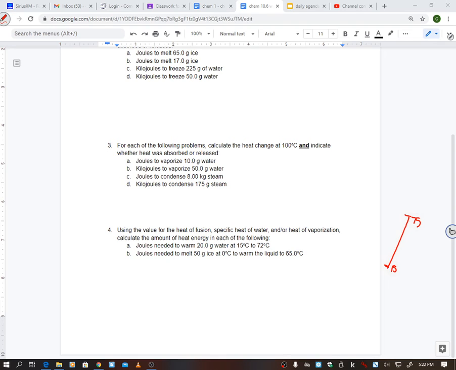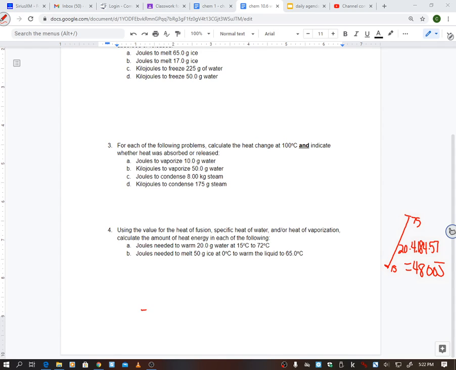Now on the diagonal line, we saw where we need mass, which is 20, times 4.184, the specific heat of water, times temperature change. So 75 minus 15 is 60, and this equals, if I round, 4,800 joules. You may get 4,769. I just went ahead and rounded up.